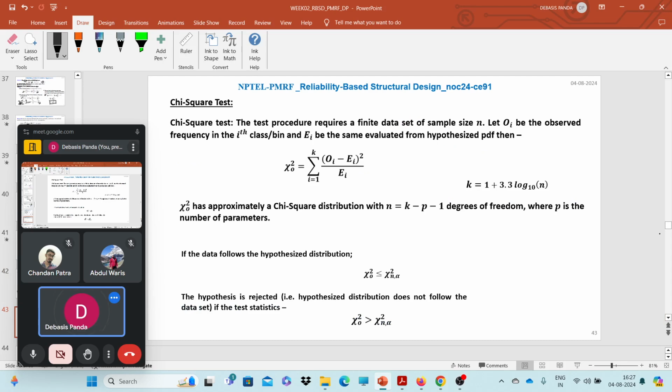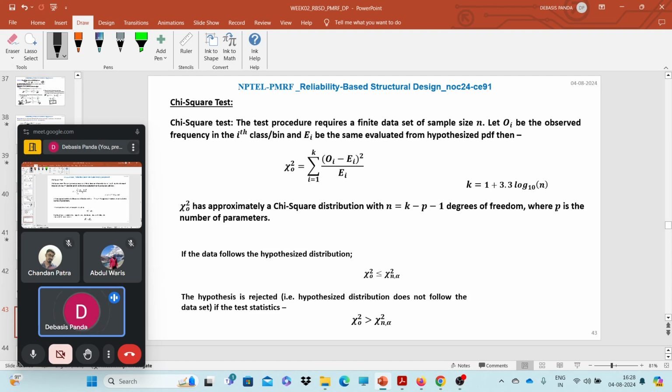For the chi-square test, we need a finite number of data on which we are testing the hypothesis. The data should be finite in number. It should not be an infinite number of data sets, otherwise that hypothesis will get rejected every time. So we need to have some finite number of data sets.